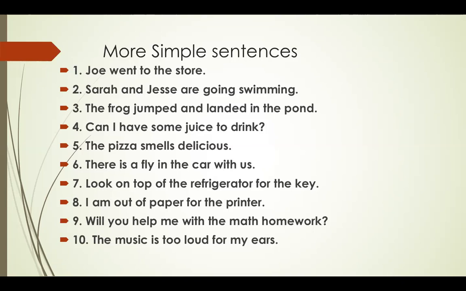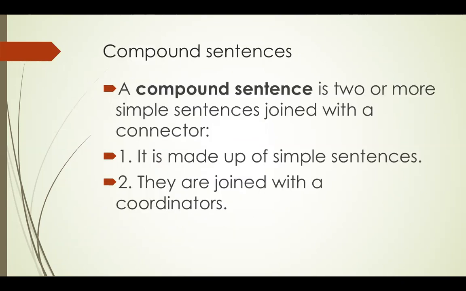Can I have some juice? The verb is can have. Simple. The pizza smells delicious. There's a fly in the car with us. Is the verb. Look on top of the refrigerator for the key. There's no subject here because it's implied in an imperative sentence. I am out of paper for the printer. Am is the verb. Will you help? Question form, still a simple sentence. Will help is the verb. The music is too loud for my ears. Is the verb. Now this is the simple sentence. Now look at this.